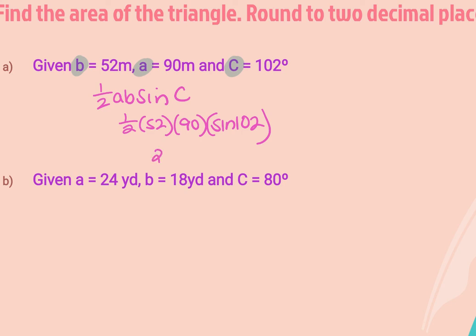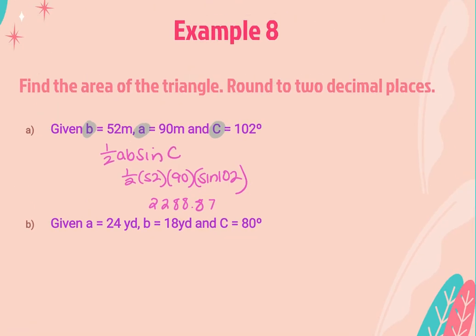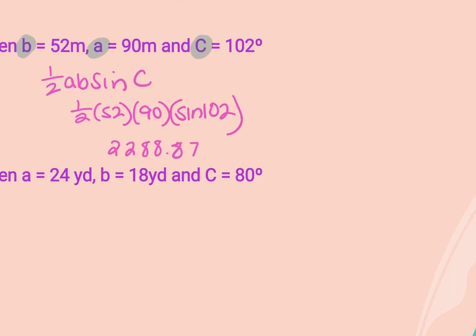And I get 2,288.87. Did it say what to round to? 2 again. And this would be meters squared because it's area. But again, WebAssign won't even ask for the unit.